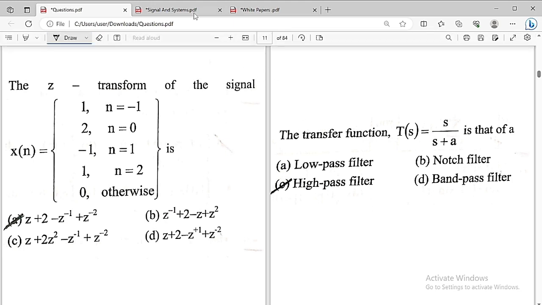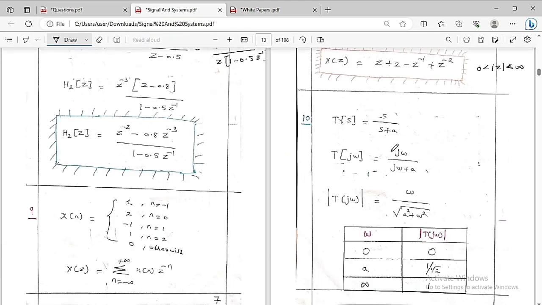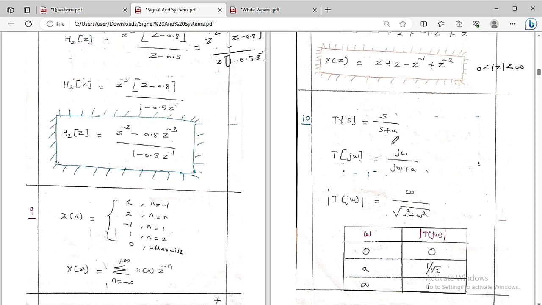So let's solve this numerical. What is the transfer function we have here? P(s) is equal to s by s plus a. We need to figure out for which filter this is the transfer function. Replace s by j omega, then we get P(j omega) is equal to j omega by j omega plus a. Now I will find the magnitude value. The magnitude of P(j omega) is equal to omega by root over a square plus omega square.